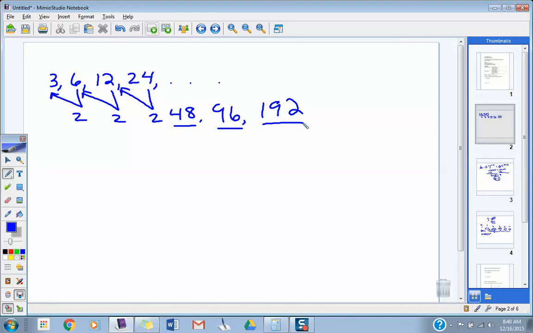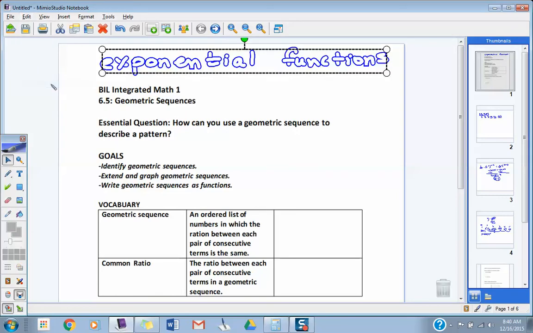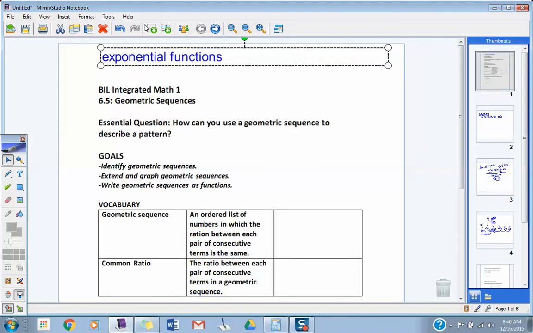But guys, let's take a look in the notes right here. Again, don't lose sight of the stuff that we're doing. We are still talking about exponential functions here in this section, even though it's titled differently. So don't lose sight of that. 6.5 is titled Geometric Sequences. The question we want to ask is the following. How can you use a geometric sequence to describe a pattern? That's exactly what we're looking at. Find me the next few numbers in that pattern.